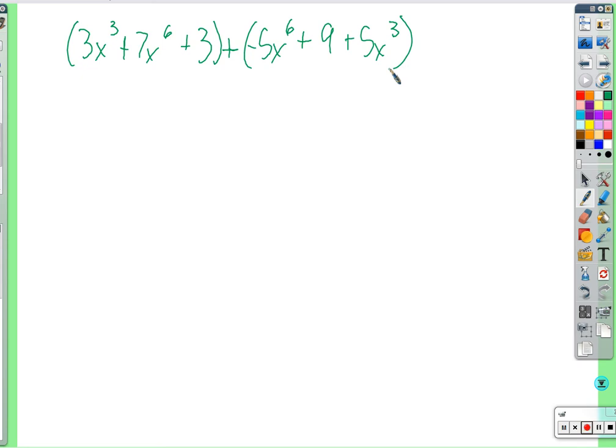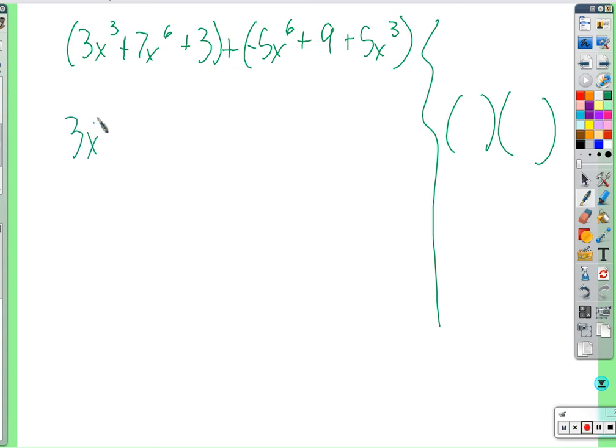Be careful because you might think that I'm supposed to multiply these two together. Remember, the way you write this, I know some of this is you just kind of get used to the symbology of the whole thing. But if I want you to multiply two parentheses together, then I'll just put the parentheses right next to each other, but with a plus in the middle. I'm not saying multiply them together, I'm saying add them together. So take all of these and add to them all of these. Take this and add a negative 5x to the sixth, and add a positive 9, and add a 5x cubed.